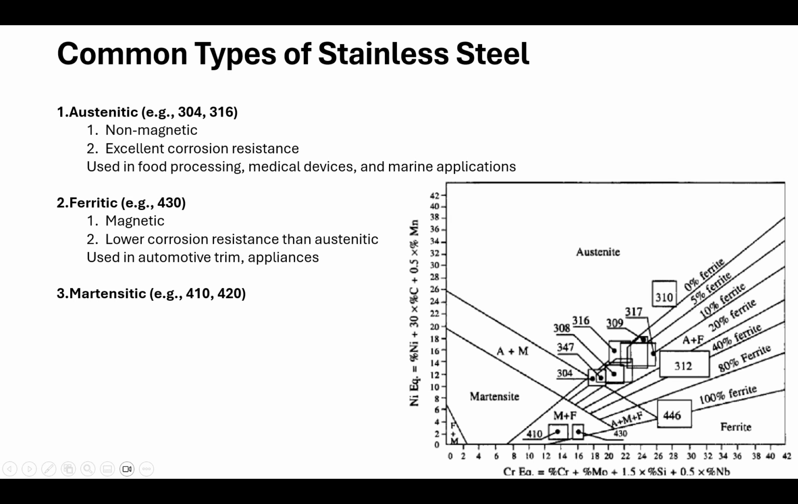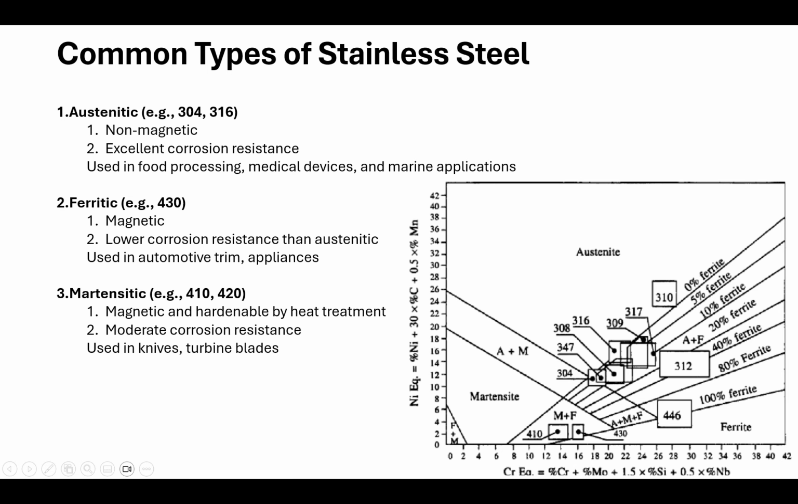Then comes martensitic. Anything above this area is martensite. So 410 and 420 will all come in this region, which is martensite. Again, it is magnetic. Ferritic and martensitic are magnetic. How to remember? Martensite, Ma, magnetic. Ferrite is also magnetic. Austenite is non-magnetic. Remember, austenite is non-magnetic. They have moderate corrosion resistance and are used for knives, turbine blades, etc.